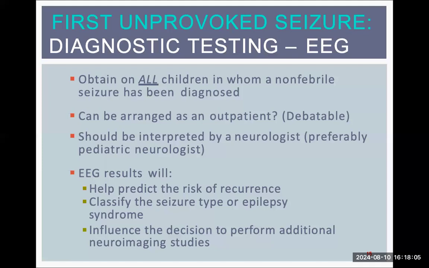It will determine the epilepsy syndromes, if there is one. With specific findings, you can know, for example, that the risk of recurrence is high. It will help you to classify the type of seizure, and it will also influence performing additional neuroimaging studies. For example, if you see an EEG with a focal discharge coming from a specific area of the brain, then you might think of a structural abnormality, in which case you will need to do neuroimaging.